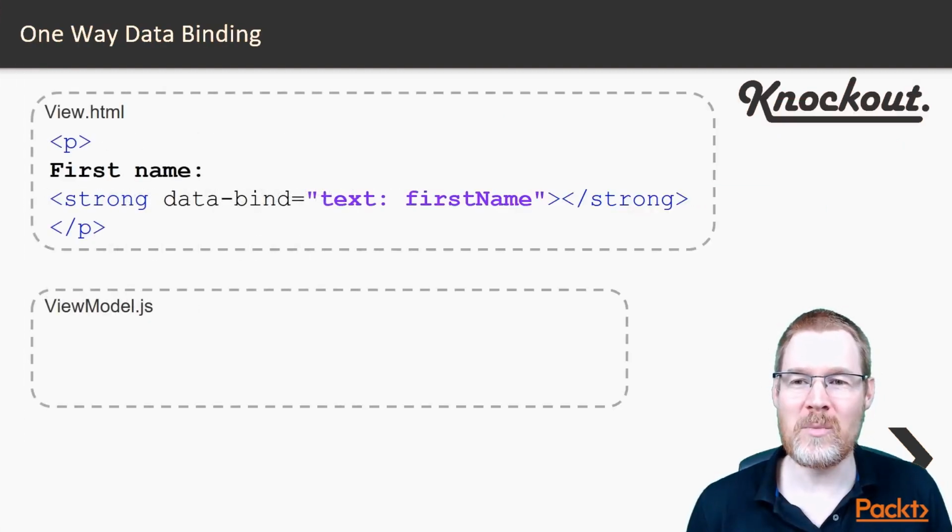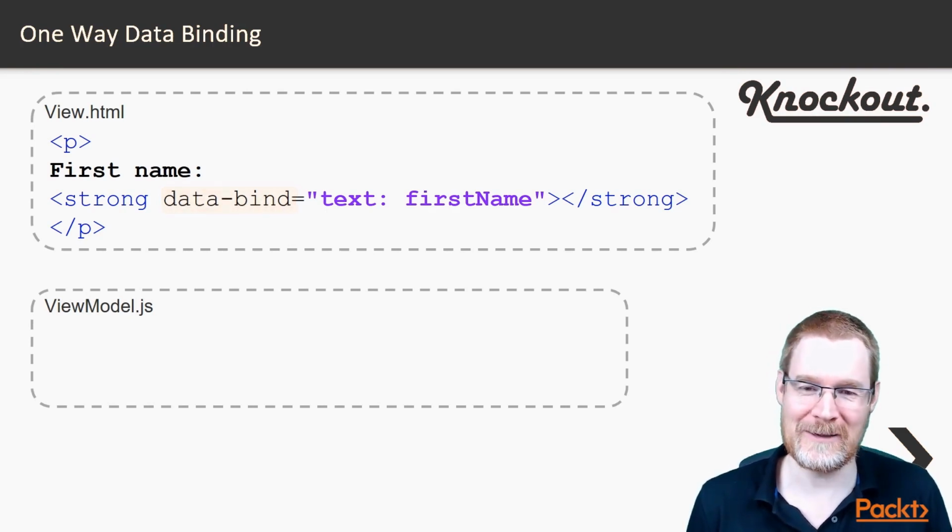So an example of one-way data binding is where we have our view HTML and we've got this strong tag, and if you notice there is this data-bind attribute, and this is not part of HTML, this is Knockout specific.